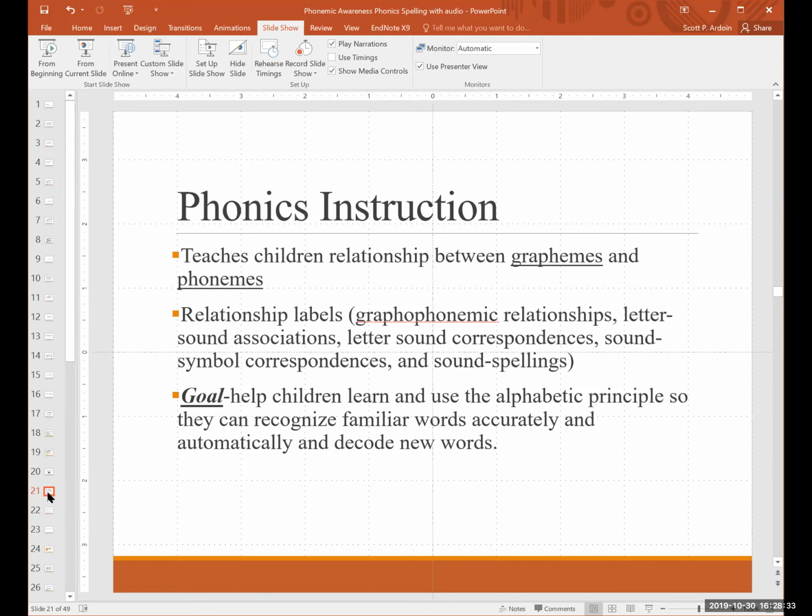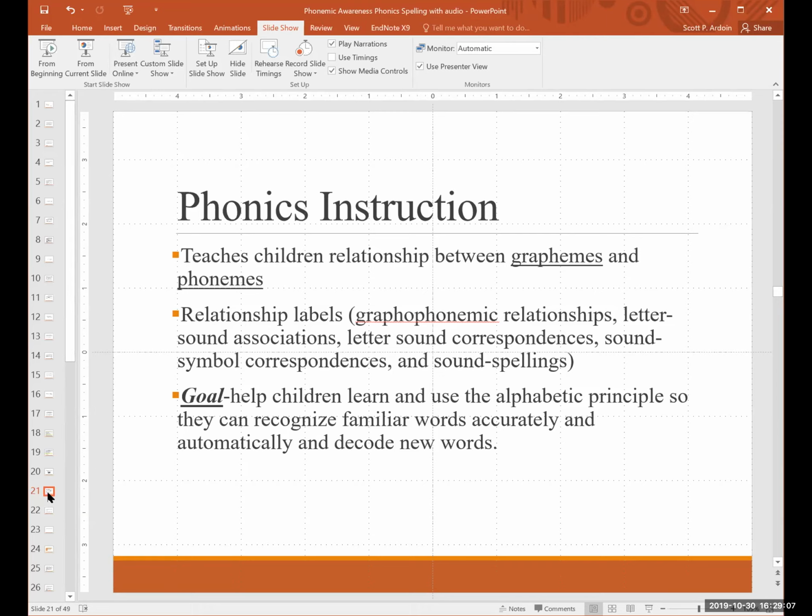Whenever we're doing phonics instruction, we're helping kids understand the relationship between these labels: grapheme-phoneme relationships, letter-sound association, letter-sound correspondences, sound-symbol correspondences, and sound-spellings. These are all pretty much the same thing. We're teaching kids that relationship between graphemes and phonemes, that letters make sounds, and that we put those letter sounds together to make words. Phonemic awareness is just that words are made up of sounds, and we put those sounds together to make words.